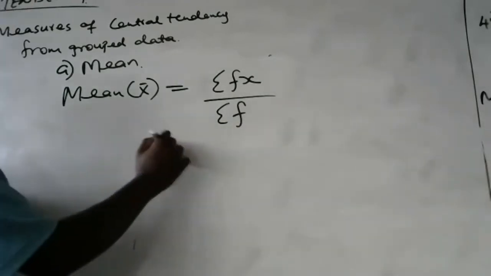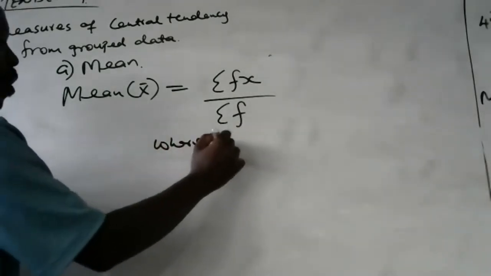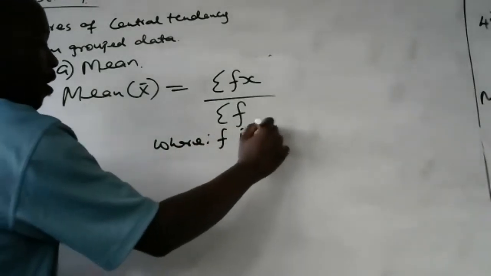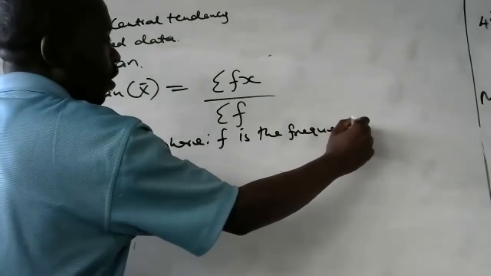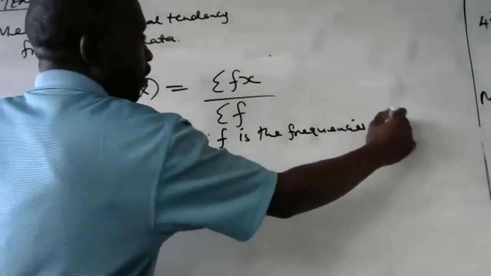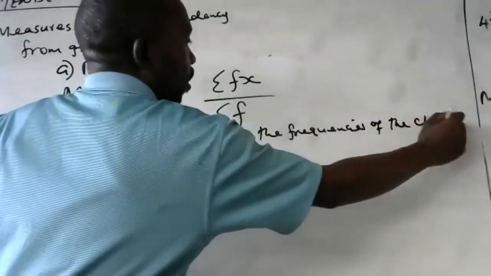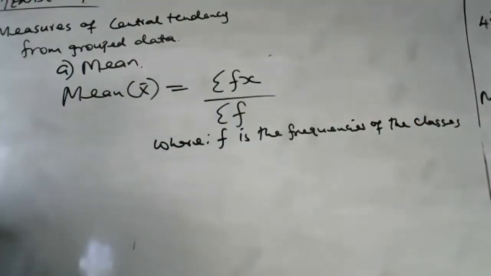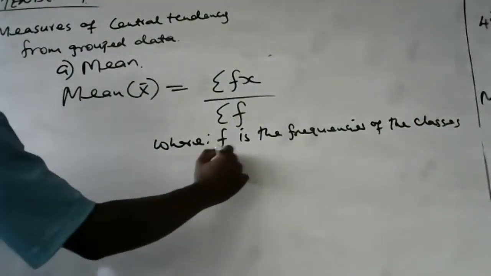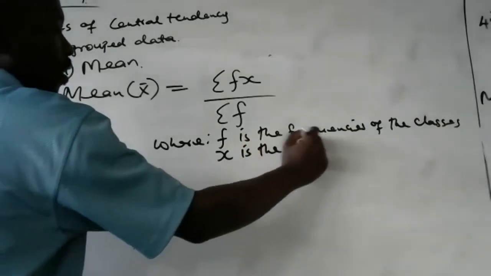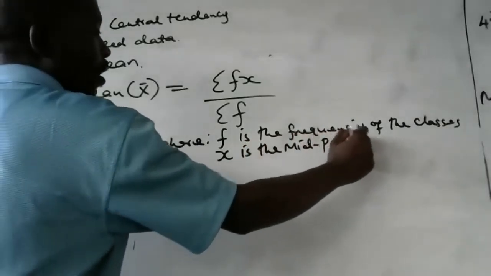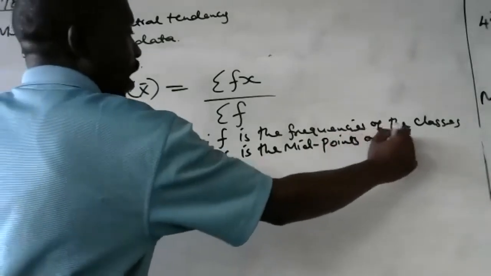Here you need to know what f is, where f is the frequency. F is the frequencies of the classes, and x is the midpoint of classes.